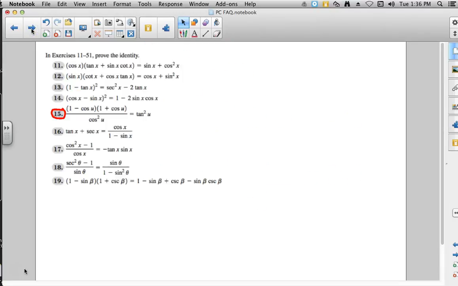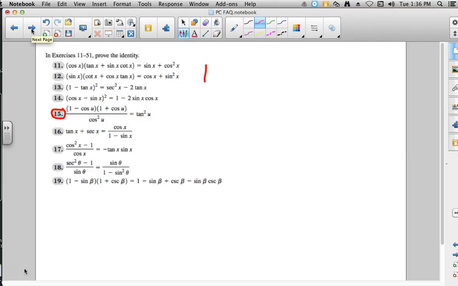Number 15 is the next one here, and isn't that pretty? Number 15 says 1 minus cosine u times the quantity 1 plus cosine u over cosine squared u, believe it or not, equals tangent squared u. Well, it does. So the first thing that I'm thinking here is, they've got a lot going on in that numerator. So maybe I better go ahead and multiply those two together and see what happens.